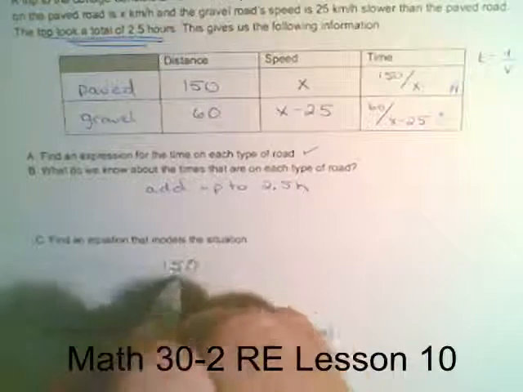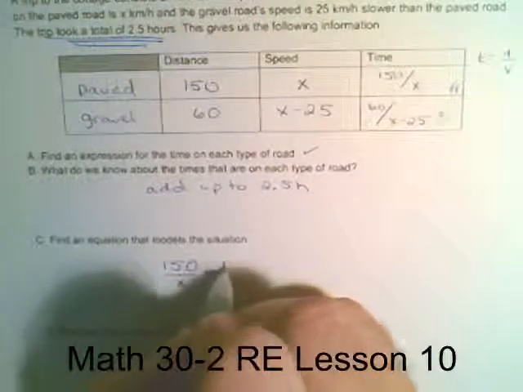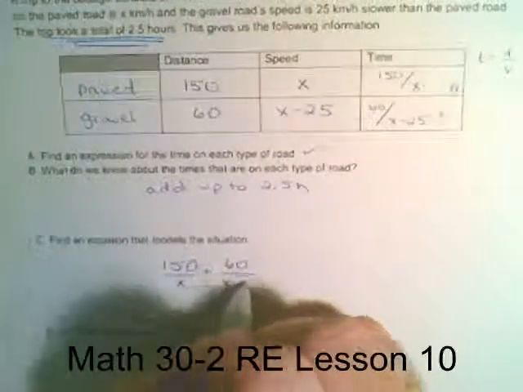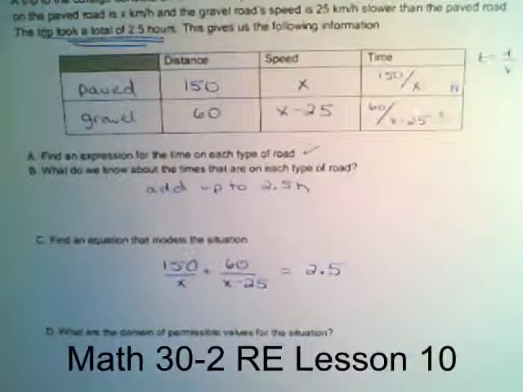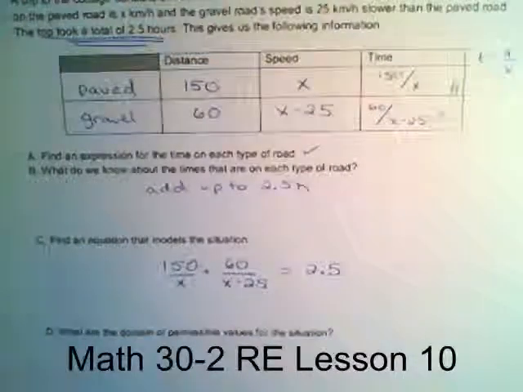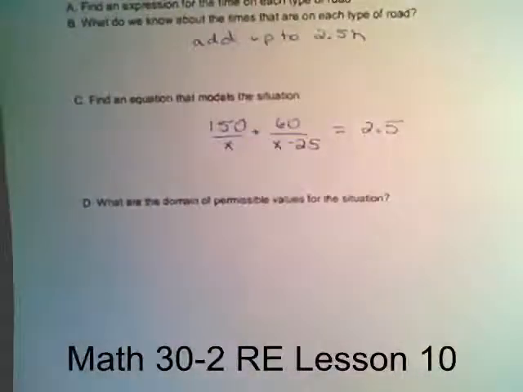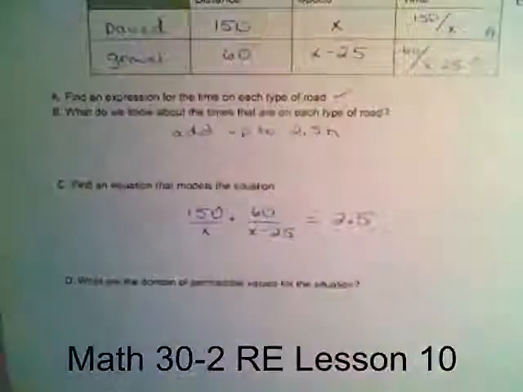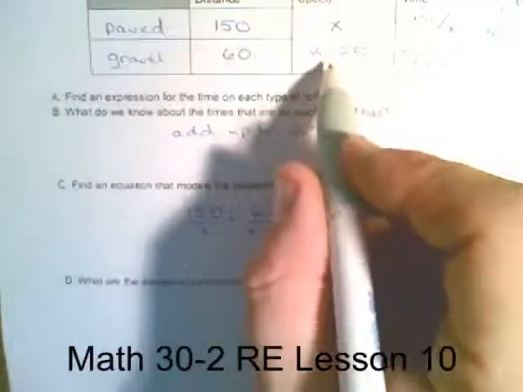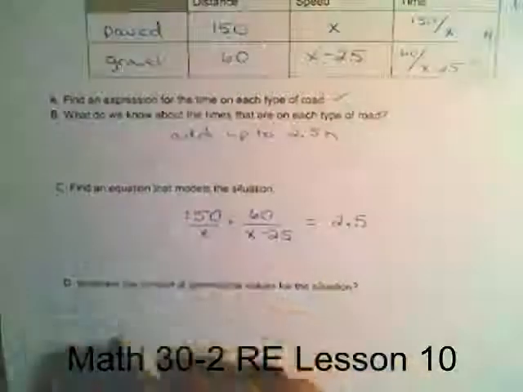Okay, I know that the times add up to 2.5 hours because it tells me that the trip took a total of 2.5 hours. Total means essentially add. So I know that these add up to 2.5. Find an equation that models the situation. 150 over x plus 60 over x minus 25. Because I know that these two times add up to 2.5, I can create this equation.